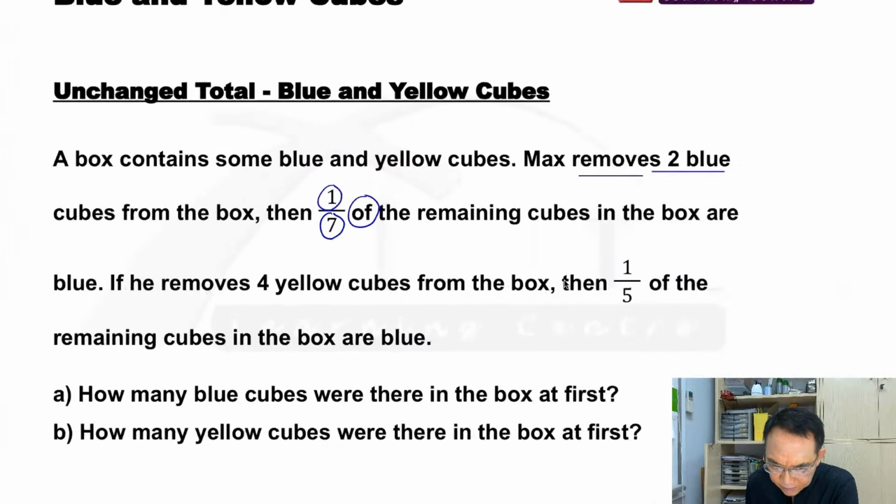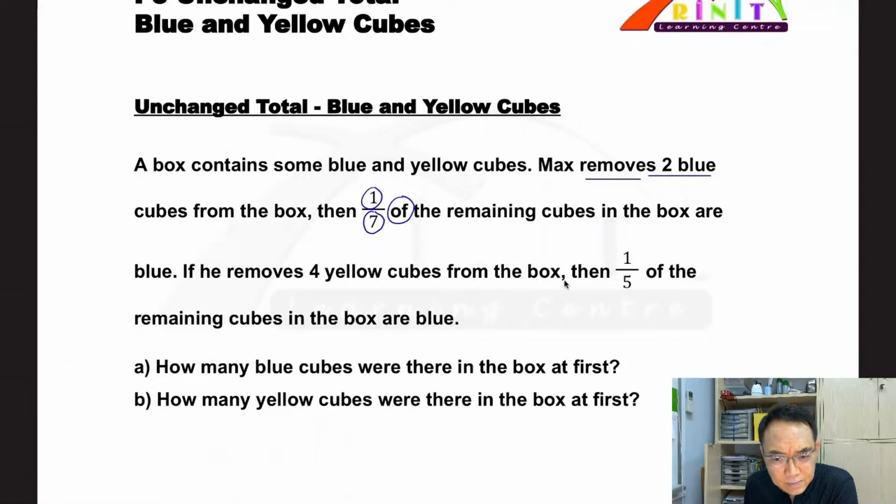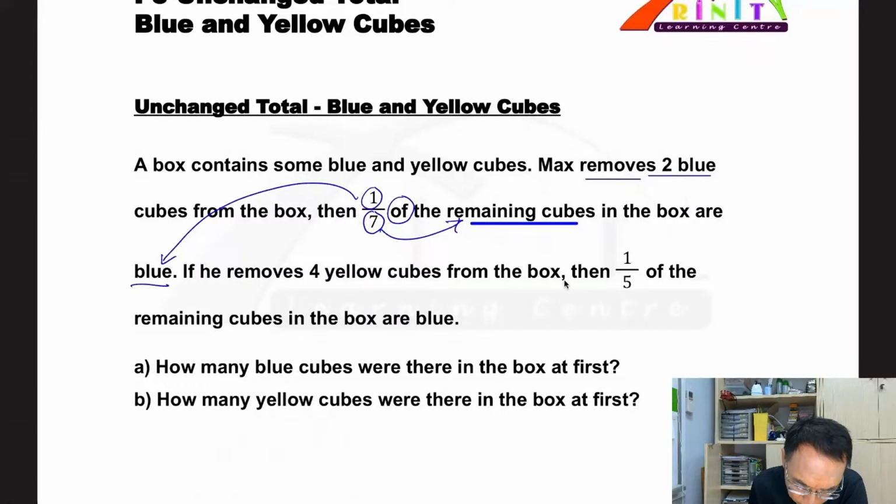okay, the 7, what do you think it is? The answer should be, it is the remaining cubes. So if it is the remaining cubes, it is a result of doing what? So what is the 1 over here? Okay, the answer is that the 1 is the blue that is left. Okay, so the blue that is left, and this is a result of him removing 2 blue.